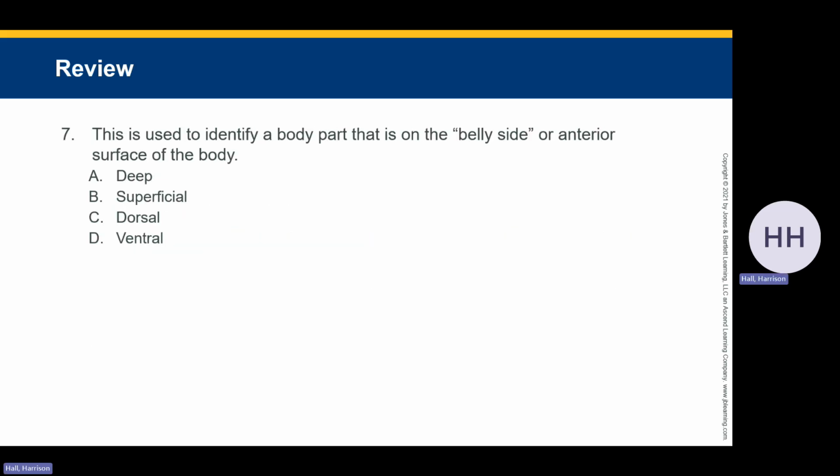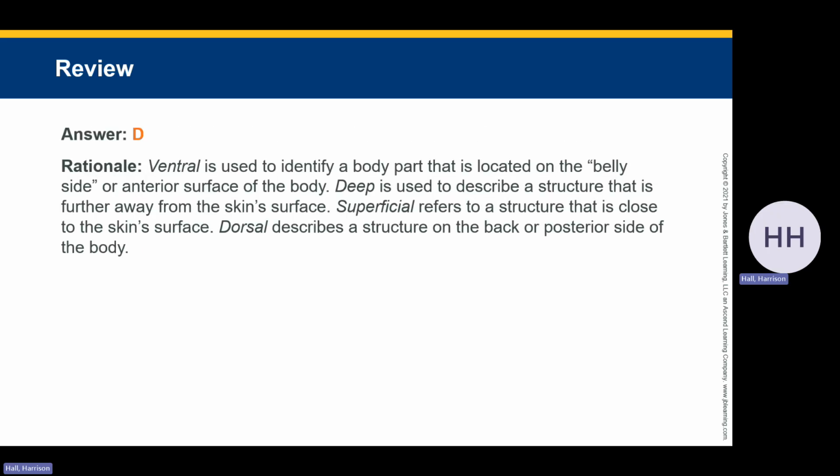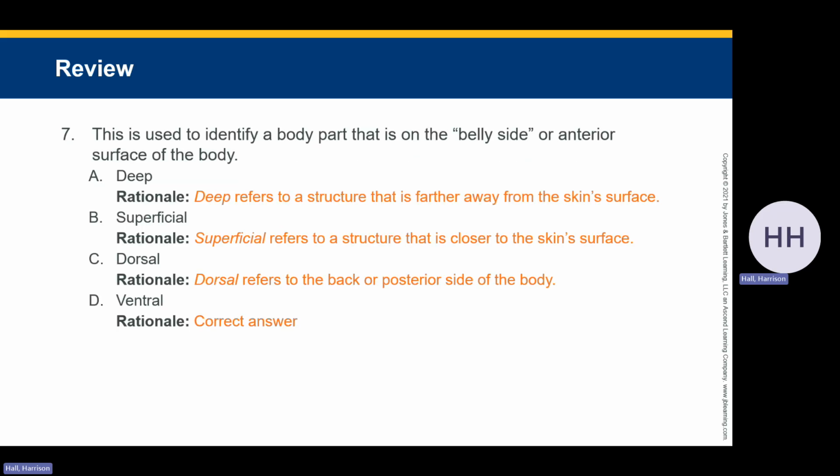All right, so this is used to identify a body part that is on the belly side or anterior surface of the body. Remember, here's our correct answer, ventral, but you're going to hear anterior a lot more.